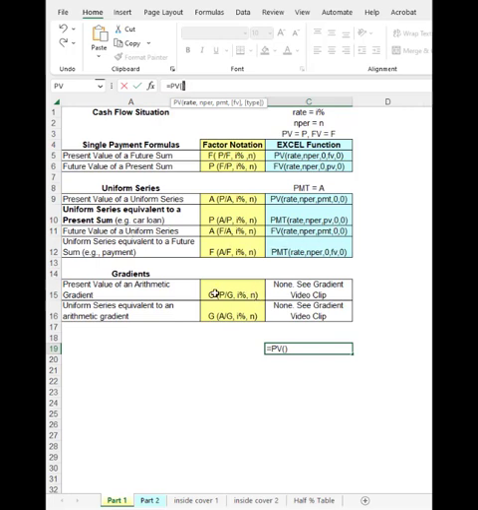That's the next one. Now we have factors for gradients. Gradients are when our cash flows are increasing or decreasing by a fixed amount every period. So we have factors for those, but we don't have Excel functions for those. So with that, let me go on.